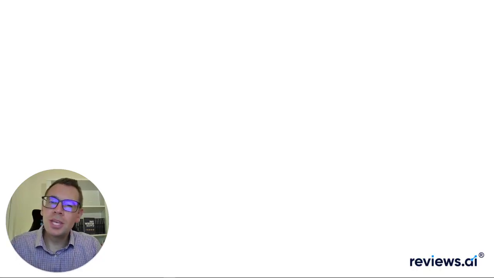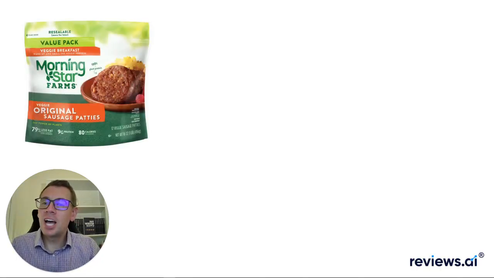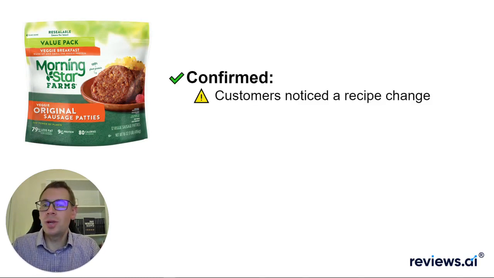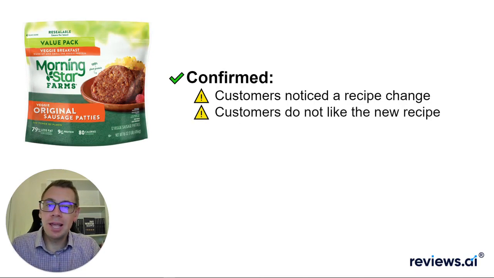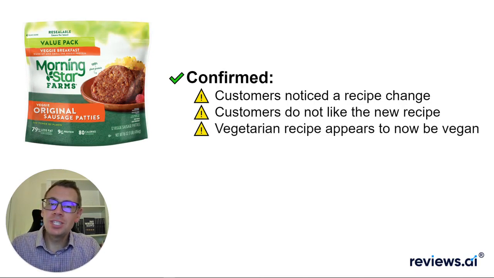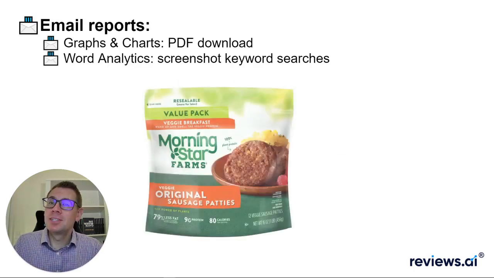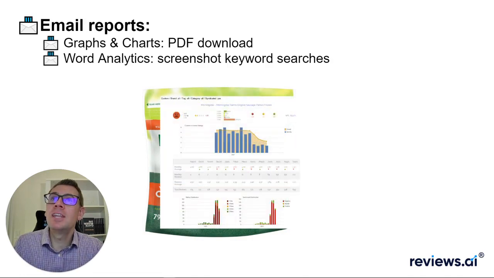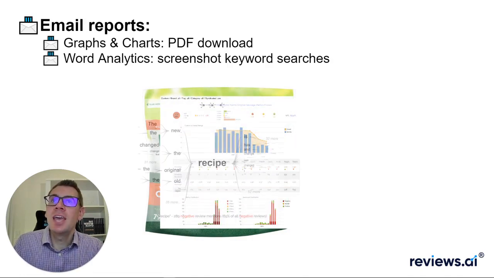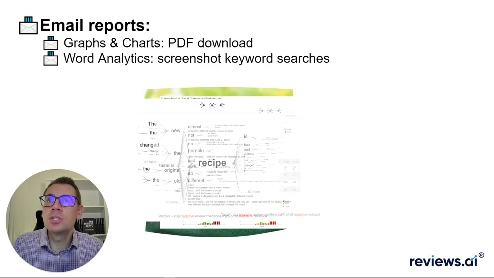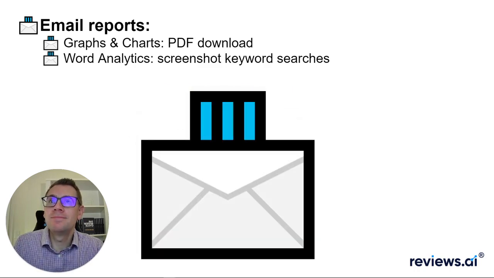With a few simple keyword searches, we reliably analyzed hundreds of consumer reviews and confirmed customers noticed a recipe change. Customers do not like the new recipe. The vegetarian recipe appears to now be vegan, and long-term customers now aren't buying. We've learned a lot about these sausage patties. Now we want to share what we've learned with the product development team and other relevant stakeholders. So we'll get the PDF download of the graphs and charts and screenshots of our keyword searches and put it in an email.